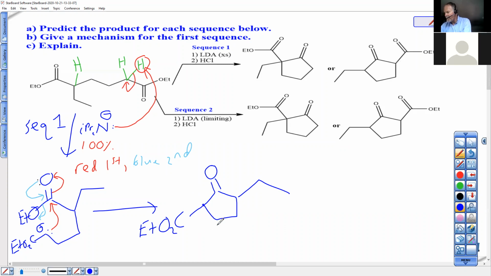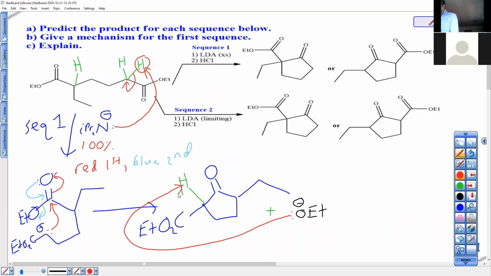They're the same molecule. I do also want to point out that there's this very special H here that's alpha to both carbonyls, which means it's coming off. Why is it coming off? What's the other product you just made? OEt minus. Strong base. Must come off. And you're making this.